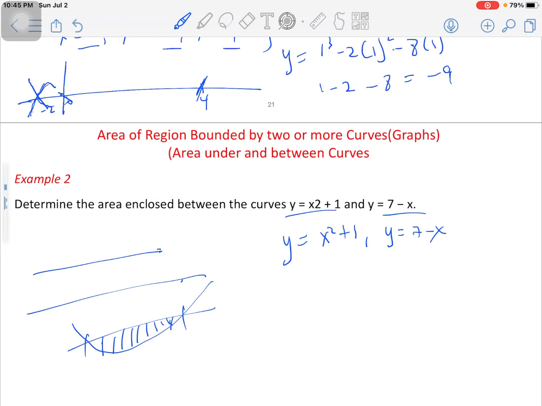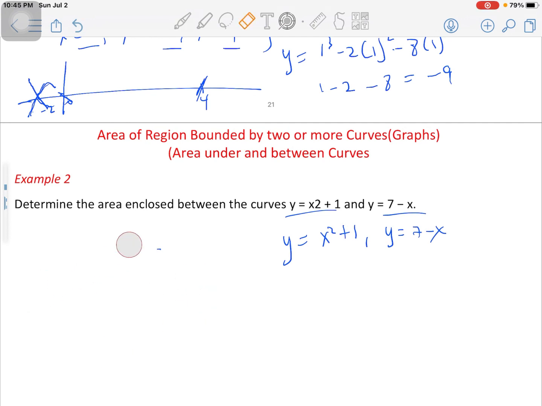So not to talk much about this, let's go ahead and see how we'll be able to derive the graph from this.